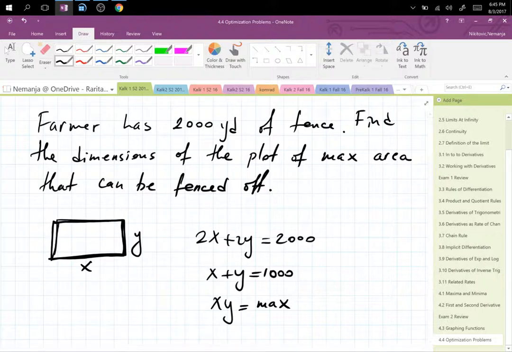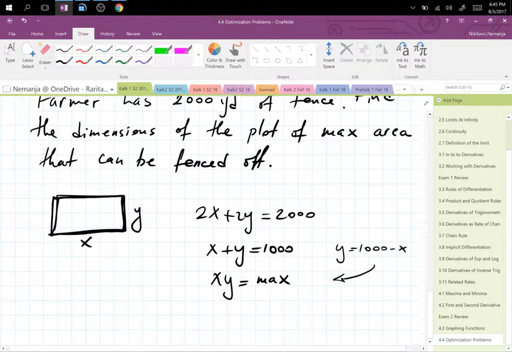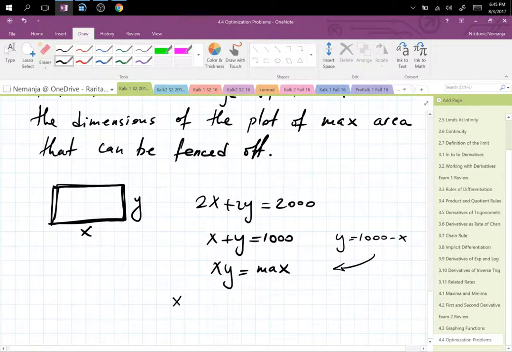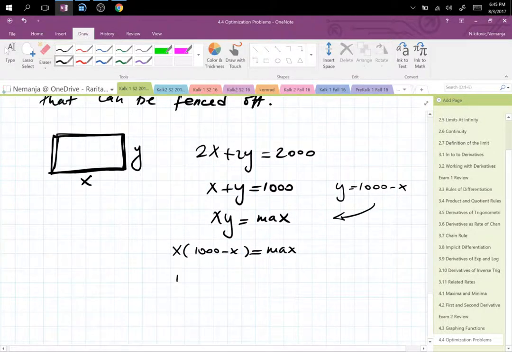Are they all going to be pretty similar formatting? They are all the same formatting. It's just depending on which equations you're using. The procedure is the same. So over here, y is 1,000 minus x. Plug in. We have x times 1,000 minus x equals a max. 1,000x minus x squared equals a max. Hit that with a derivative, and we're done.